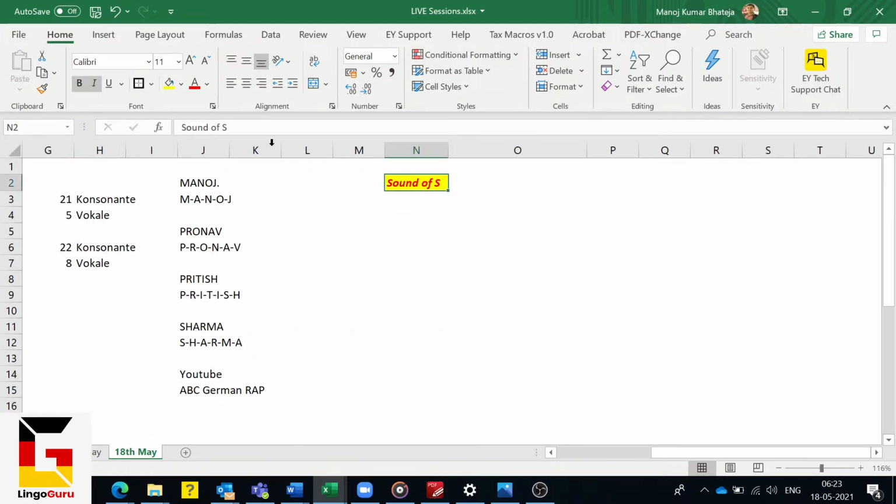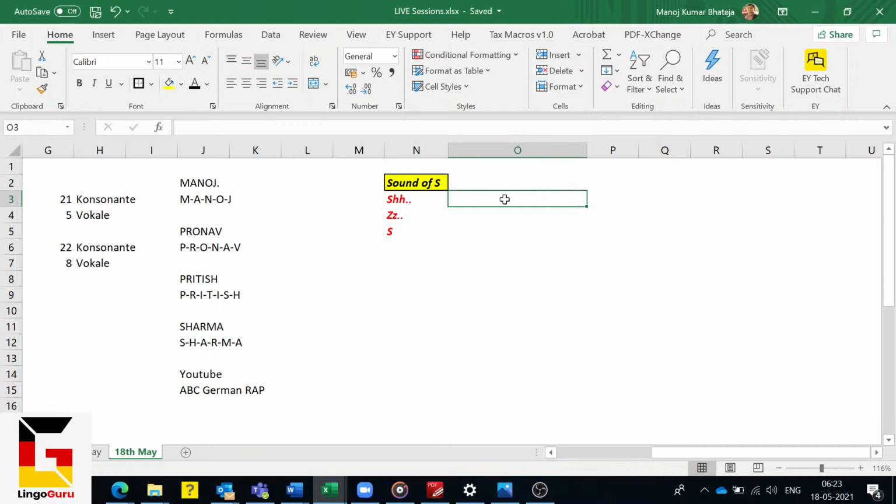So the sound of S, the first thing is the sound of S. S generally generates three different sounds. One is sh, one is z, and the third is only s. There are three different sounds which are generated: sh, z, s. Three different sounds.